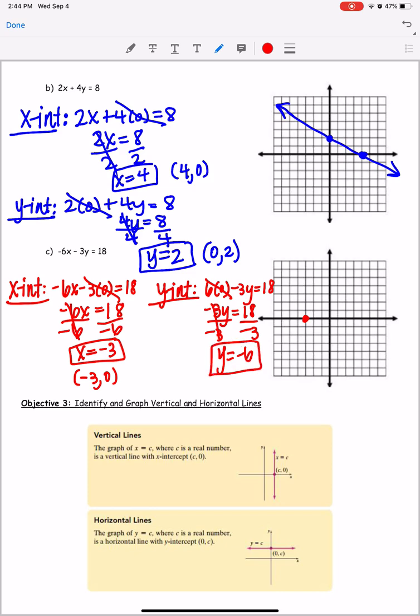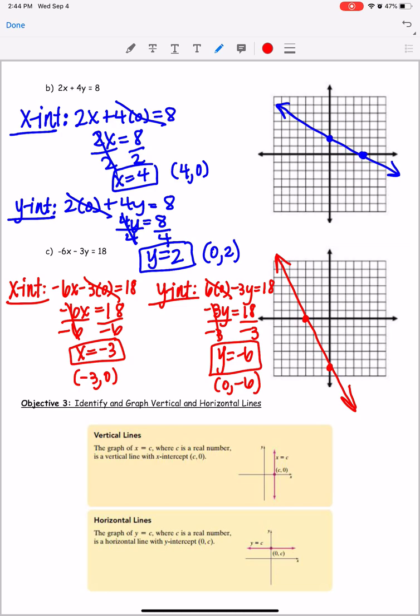So as an ordered pair, we plugged in 0 for x, and my y is -6. So on my y-axis, we're going down 1, 2, 3, 4, 5, 6. Okay, that's a pretty good line. That arrow sucks, but that's a good line.